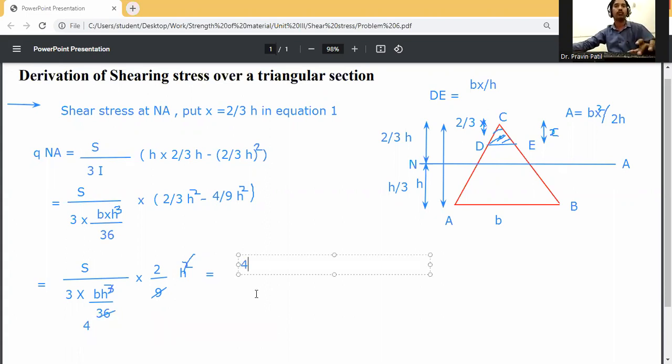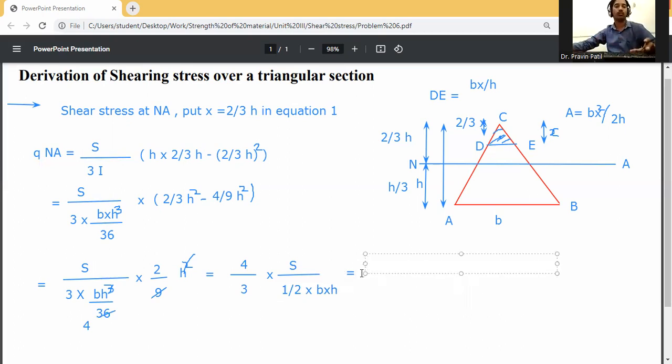It will be 4 by 3. 4 by 3, the 4 will go to the upper side, into the shear force S. So take the 2, it is on the bottom side. That means 1/2 into B into H. 1/2 B into H will be the cross-sectional area of this triangular shape.